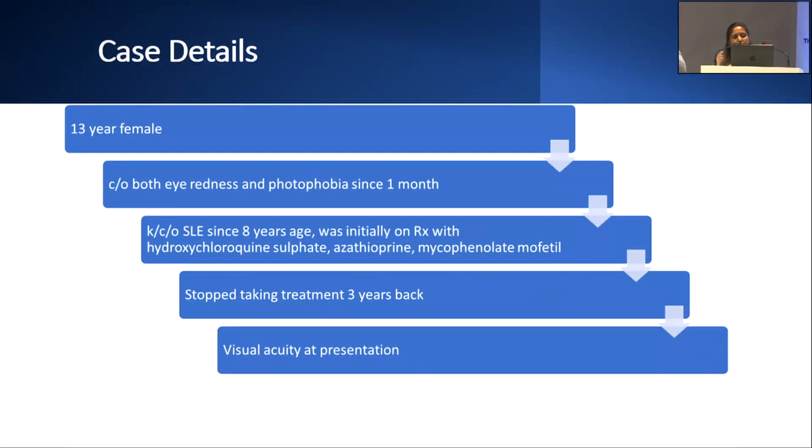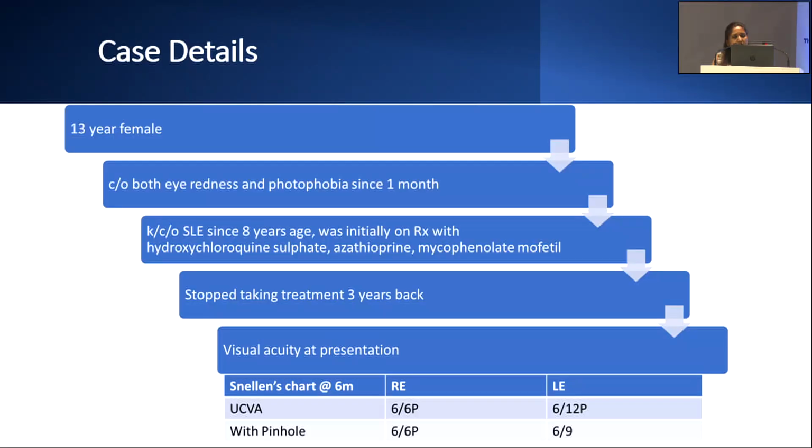Moving on to the case details, a 13-year-old female presented with complaints of bilateral redness and photophobia since 1 month. She was treated elsewhere with cycloplegics and antibiotics, and was also given a trial of antifungals, but with no improvement. So she came to us with persistent redness and photophobia. She was a known case of SLE since 8 years of age, and was initially on treatment with HCQS, mycophenolate mofetil, and azathioprine. She stopped taking the treatment 3 years ago.